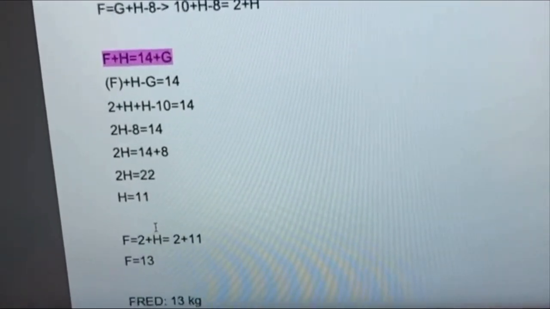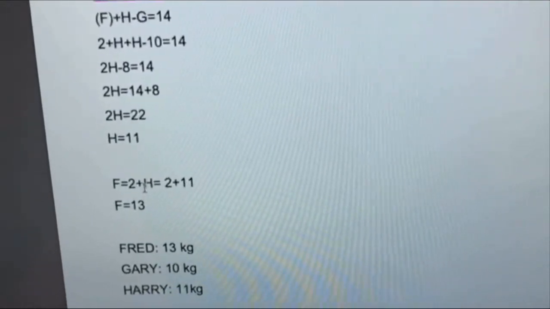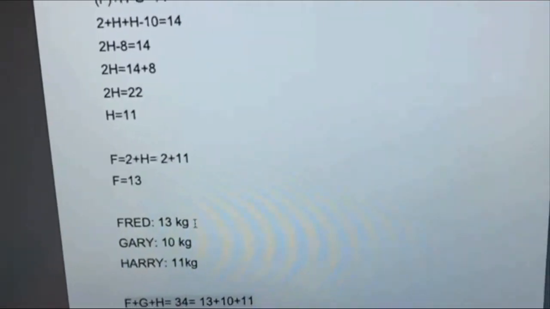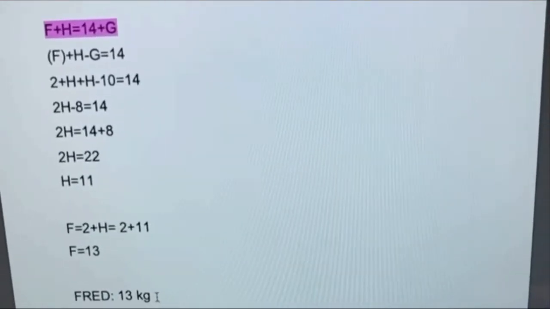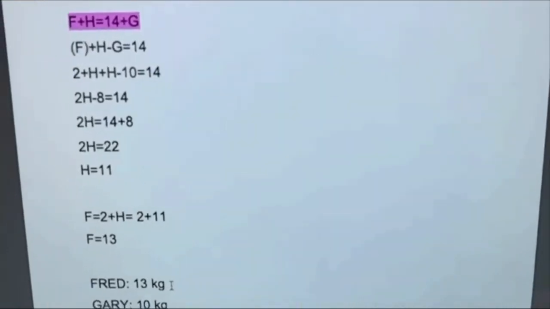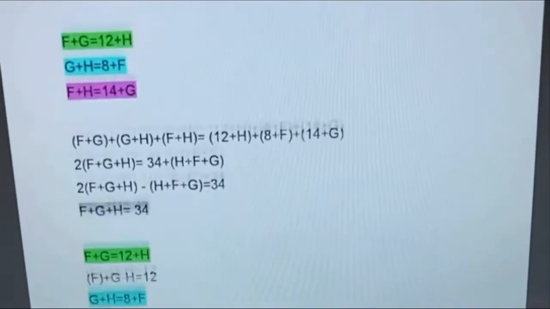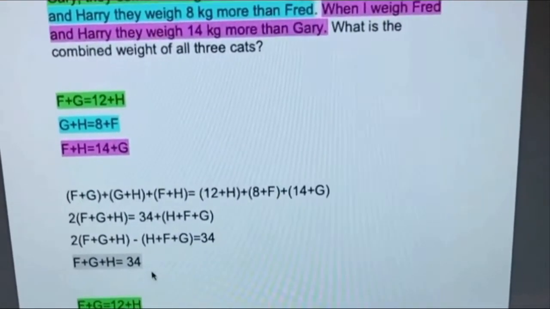Okay, so now we know the value of h, and therefore we can simplify f. So what f is, that is 2 plus h, that's equal to 2 plus 11, which is 13. So we know the value of f as well. So now we know all three values. The weight of Fred is 13 kgs, weight of Gary is 10 kgs, and the weight of Harry is 11 kgs. So we know all of their weights, and we can double check our answer, which we got before, the combined weight being 34, using the simple method of adding all three equations together.